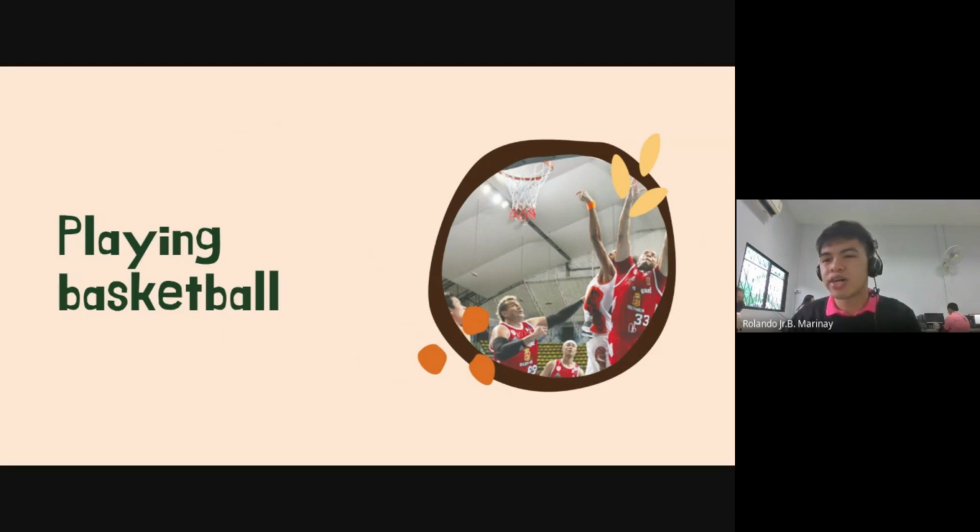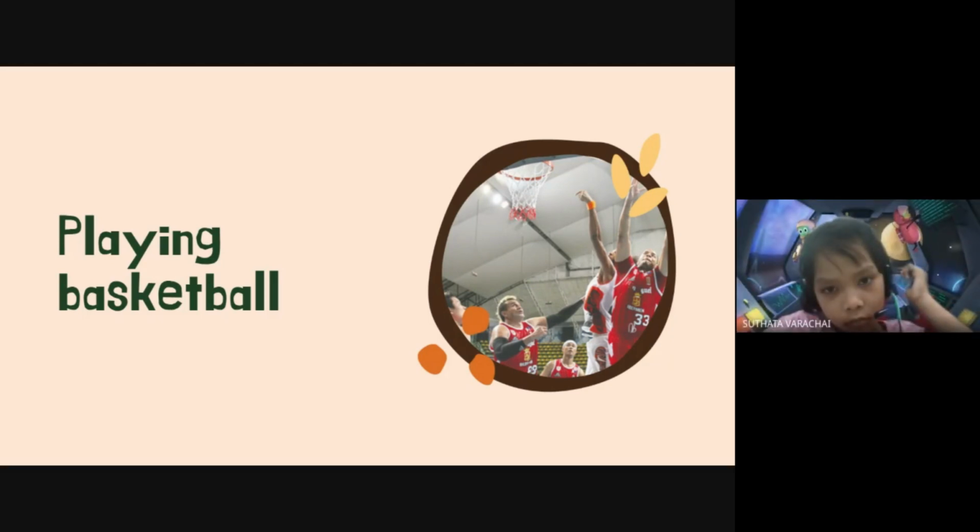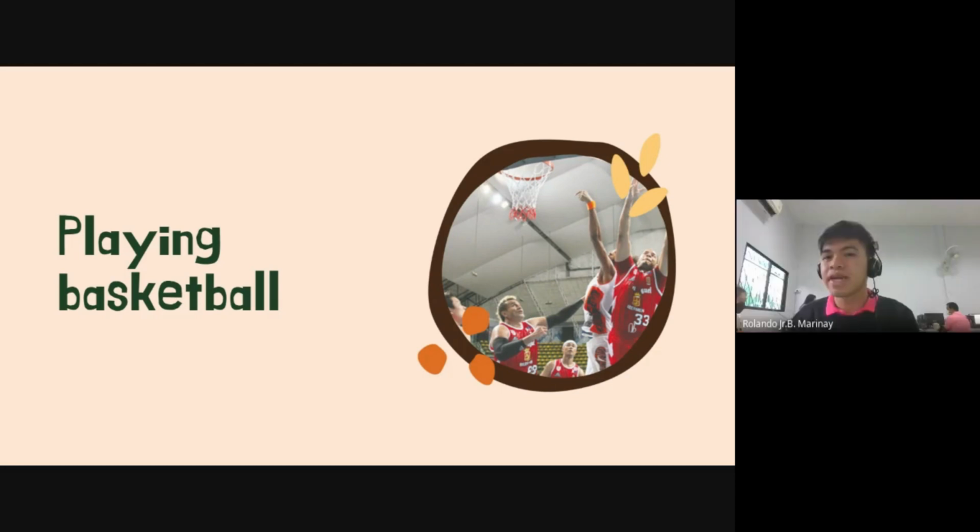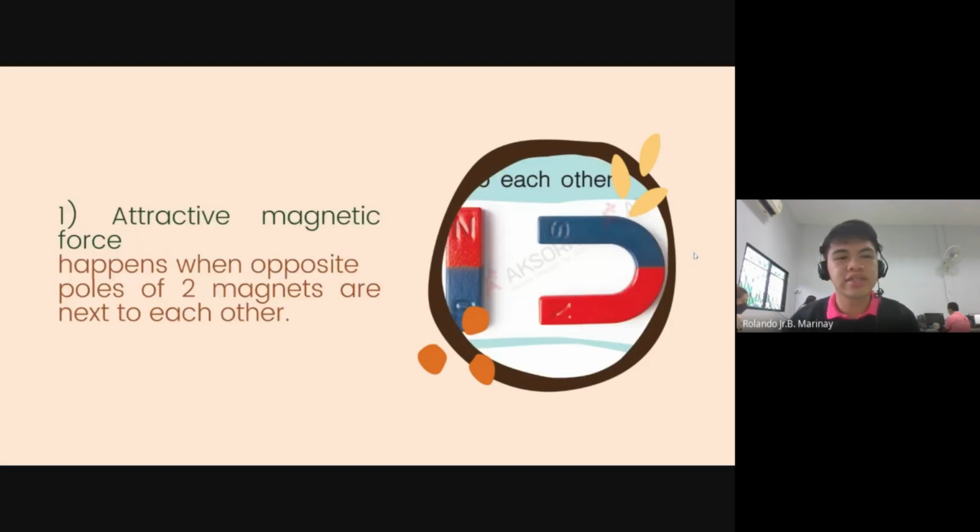Playing basketball, is it contact or non-contact? Anybody? Ayun? Contact or non-contact? Contact. Okay, Naman says it's contact and that is correct. Playing basketball needs to have contact force because you're touching the ball to throw it to the basket. So that is a contact force.